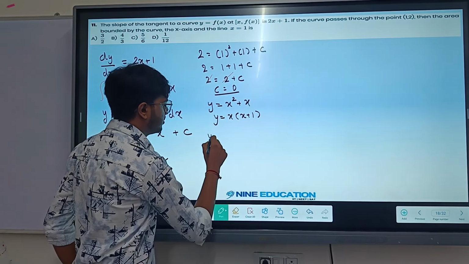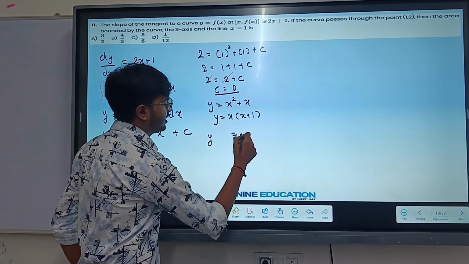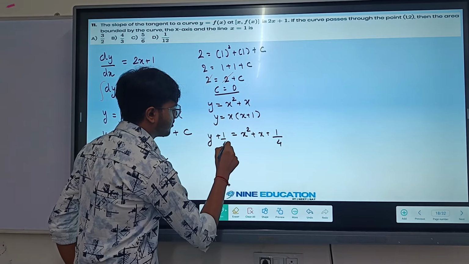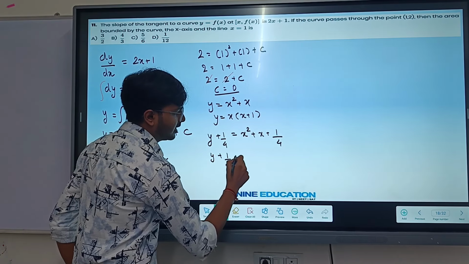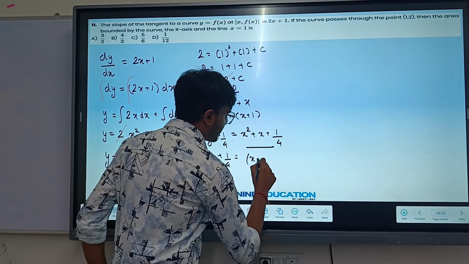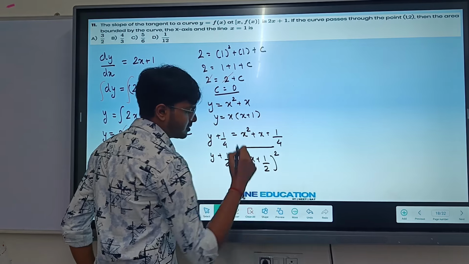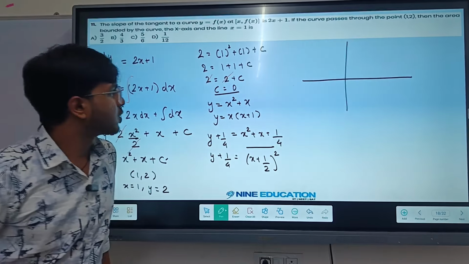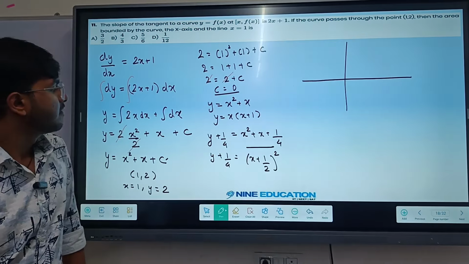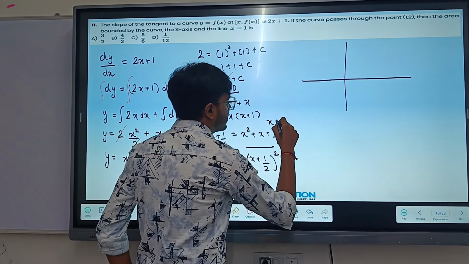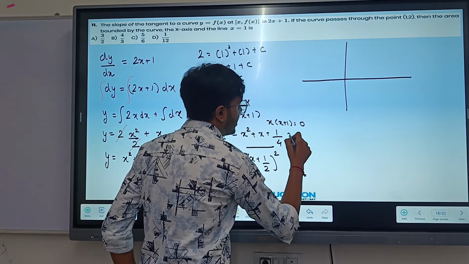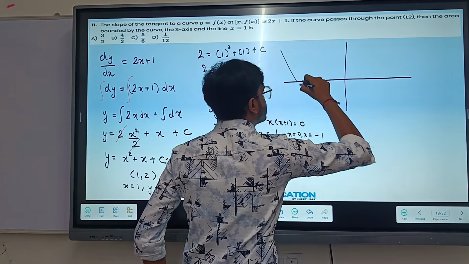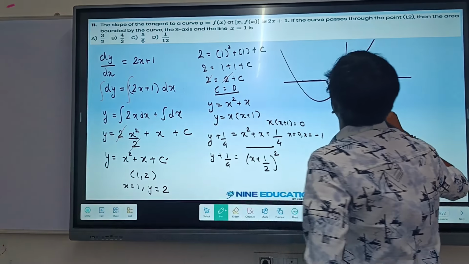So if I want to simplify and find this parabola vertex, x square plus x plus 1 by 4, plus 1 by 4. So y plus 1 by 4. Why did I do so? Because I can write it as x plus 1 by 2 whole square. Let's draw the parabola, and what will be the roots of the parabola? x into x plus 1, 0. So roots of the parabola are x equal to 0, x equal to minus 1. So roots are minus 1 and 0. So the parabola is something like this.